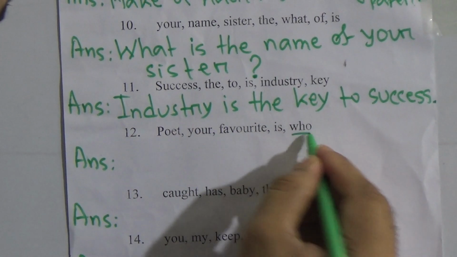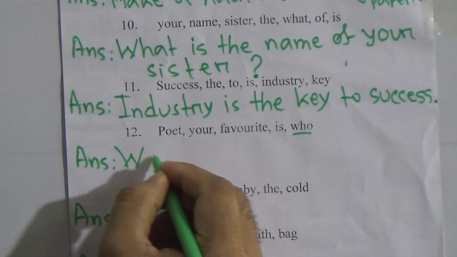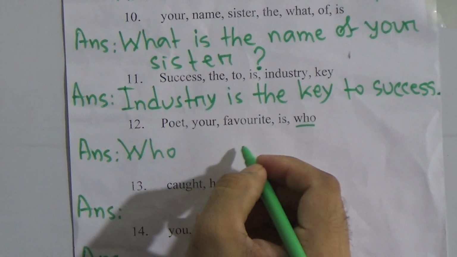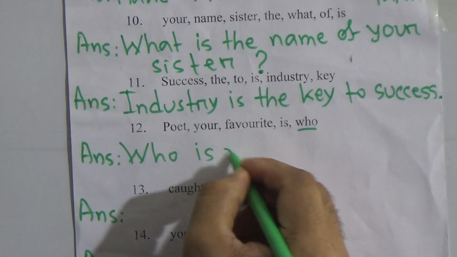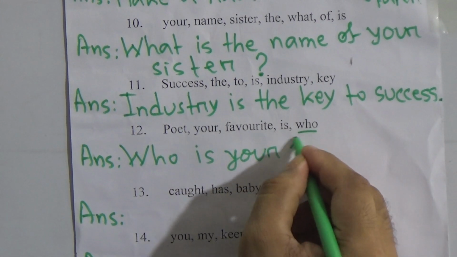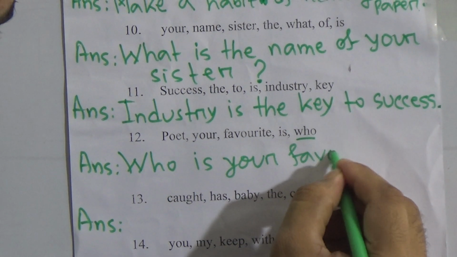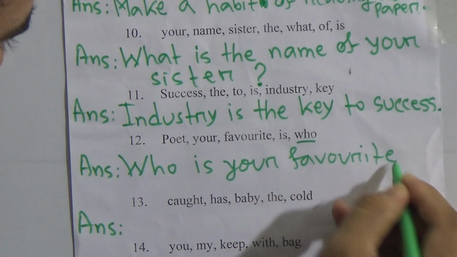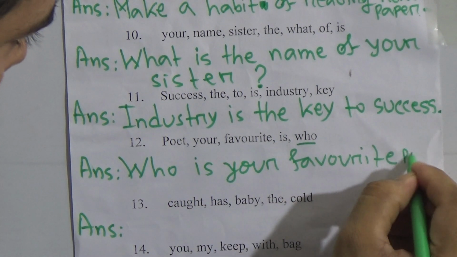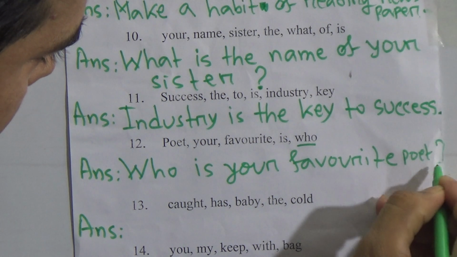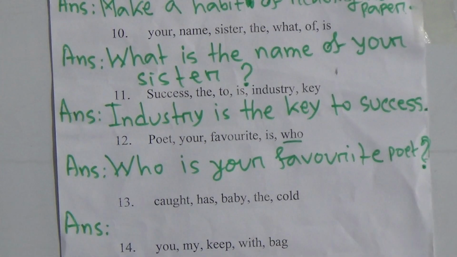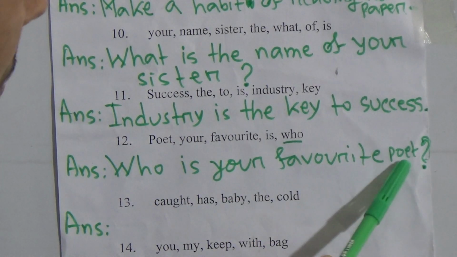Okay, number 12, "poet, your favorite is who?" It's our interrogative sentence again because we have got the W's question here, right here, W's question first. Who is your favorite? Who is your favorite poet? Finally give a question mark. Who is your favorite poet?